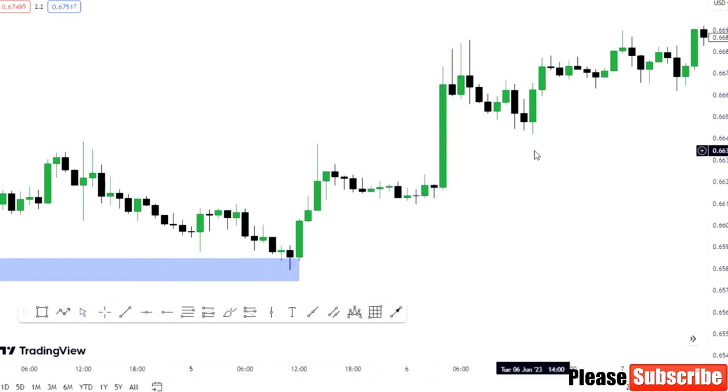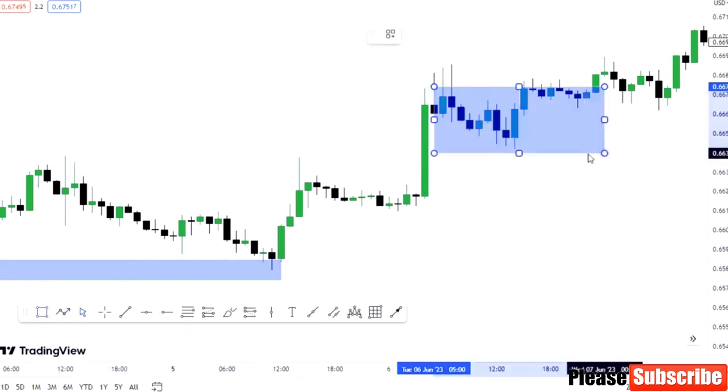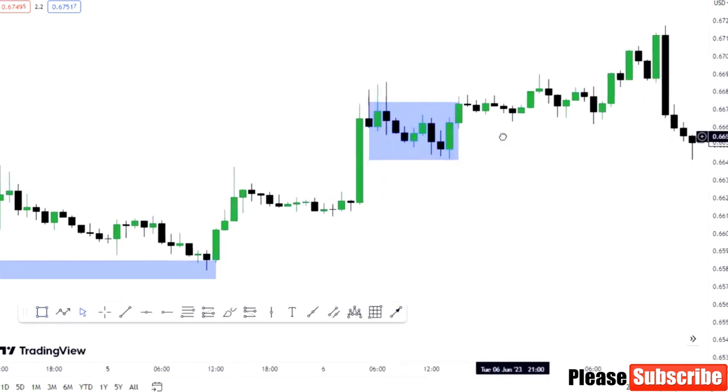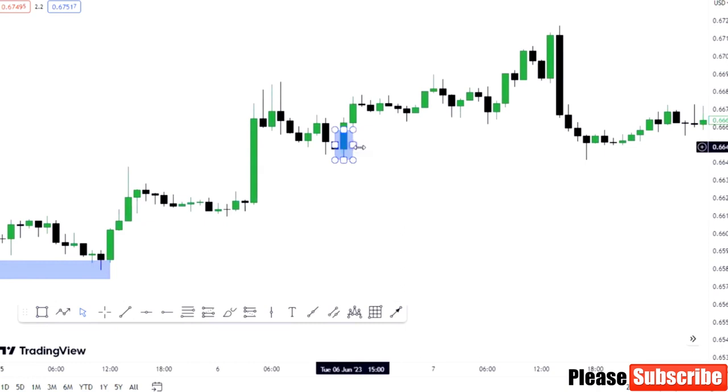There's a lot of liquidity in the market right now. And then it gave you a very nice base right here. You can see we had a nice base. And if you want to refine this to this other block right here and draw it here, let's see what happens.